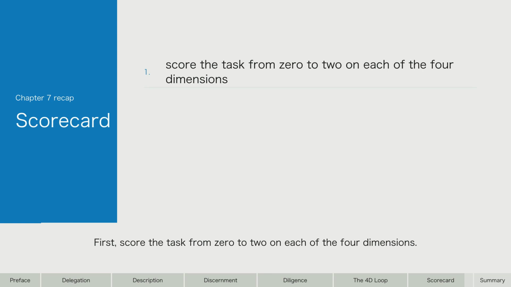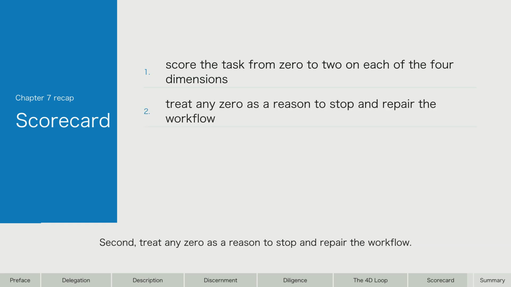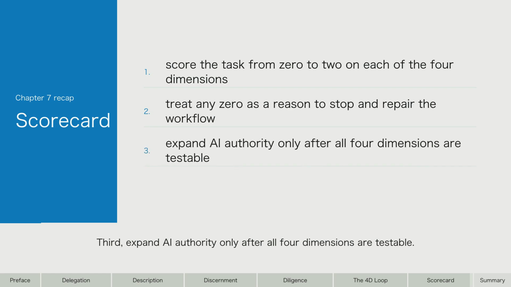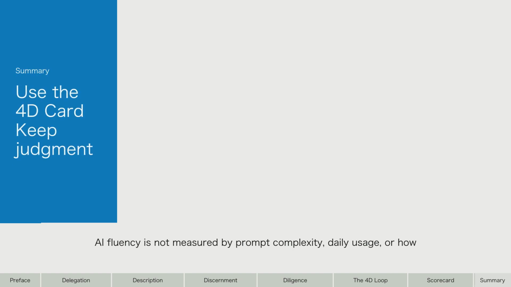First, score the task from 0 to 2 on each of the 4 dimensions. Second, treat any 0 as a reason to stop and repair the workflow. Third, expand AI authority only after all 4 dimensions are testable. AI fluency is not measured by prompt complexity, daily usage, or how quickly you accept an answer. It is the quality of the decisions that connect your intent to a real outcome.